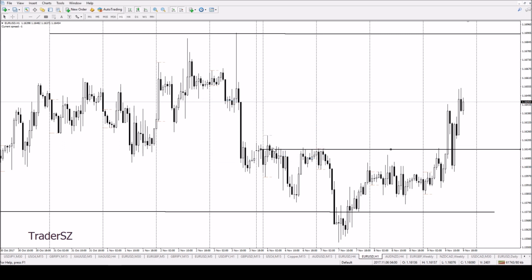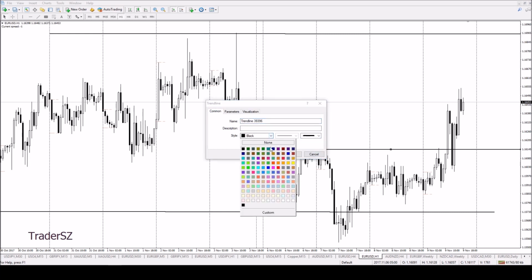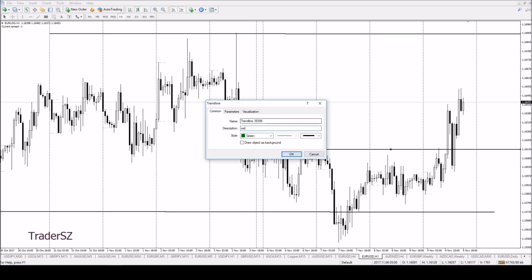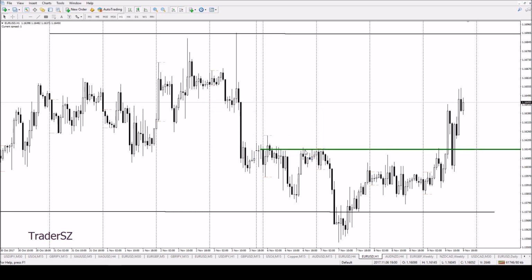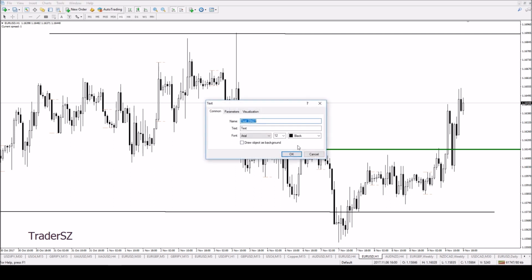Okay, let's do this in a different color so it stands out. Weekly open. Okay, weekly open. So let's get rid of this now. Just label it on my chart. Weekly open. So what do we have?